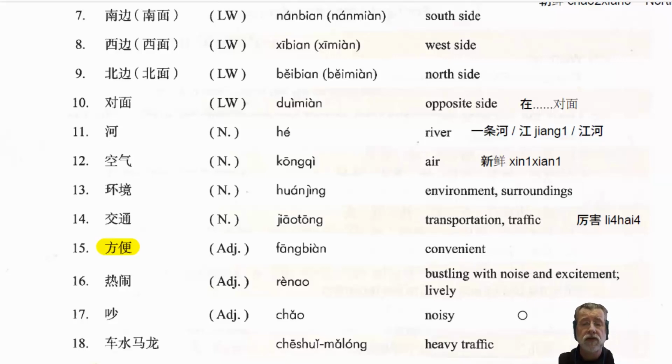Okay, here's another word that is often used in China by Chinese to describe areas that are bustling with noise and excitement. There's lots of people and lots of things going on. And they talk about the place being 热闹. 热闹. So that's when you describe a place that is very busy with traffic and people and all sorts of activities.